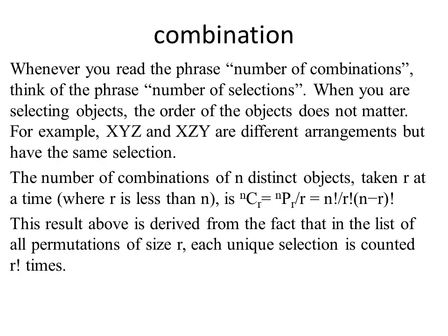nCr is equal to nPr over r factorial, that is n factorial over r factorial into n minus r factorial. This result is derived from the fact that in the list of all permutations of size r, each unique selection is counted r factorial times.